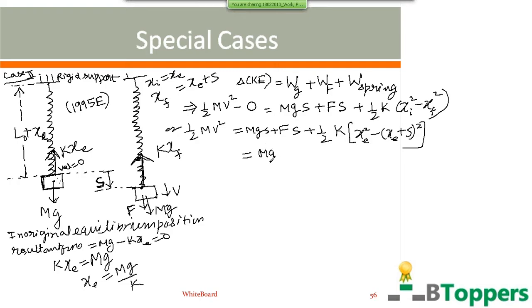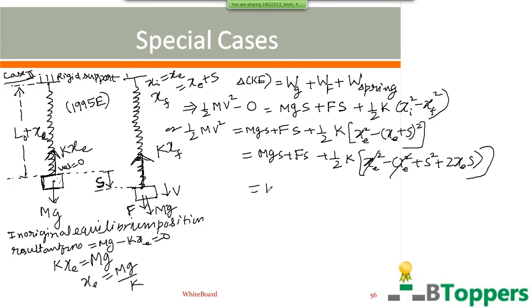We can simplify this further. Xe plus s whole square we can write as xe square plus s square plus 2xe into s. So xe square gets cancelled here. So you get mgs plus Fs minus half ks square minus half k into 2xe into s.